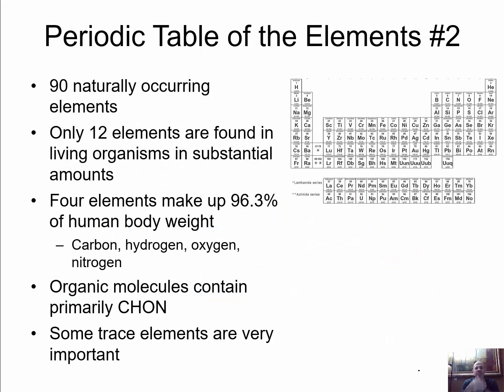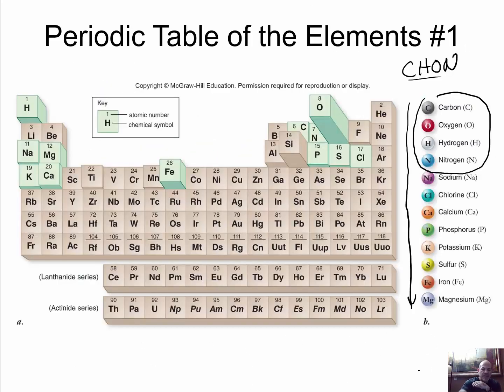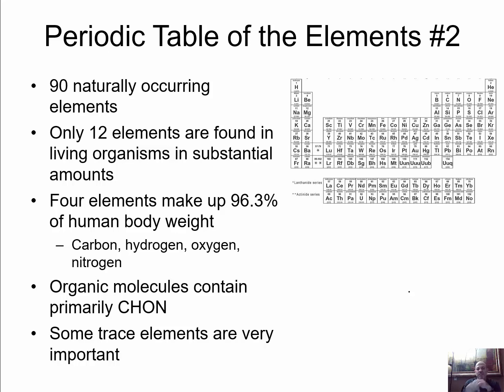Now, the periodic table that we've been looking at, there's 90 naturally occurring elements, but if you count them up, there's more. This is because scientists have figured out how to make artificial elements. There's only 12 elements that are found in living organisms in significant amounts, and I pointed out those to you earlier. Remember, they were over here. So that list that you see here, there's 12 right there, and some of them are very important in making up your organic molecules. So 4 elements make up for the most part of our weight, or 96% of that, and that includes carbon, hydrogen, oxygen, and nitrogen.